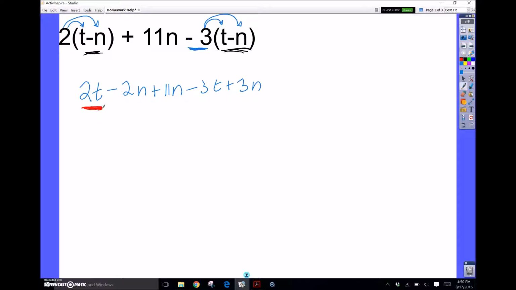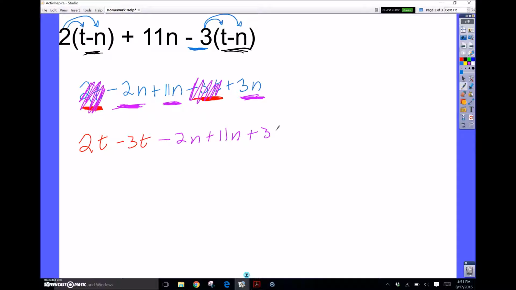So let's go ahead and underline all my t's in red. So I have 2t here. I have minus 3t here. And I will underline all the n's in purple. I have minus 2n plus 11n plus 3n. This step you don't necessarily need to do. I like it because it keeps my thoughts organized. So I'm going to rewrite 2t minus 3t, just so I get all my similar variables in the same spot so I don't get confused. Now I'm going to have minus 2n plus 11n plus 3n.